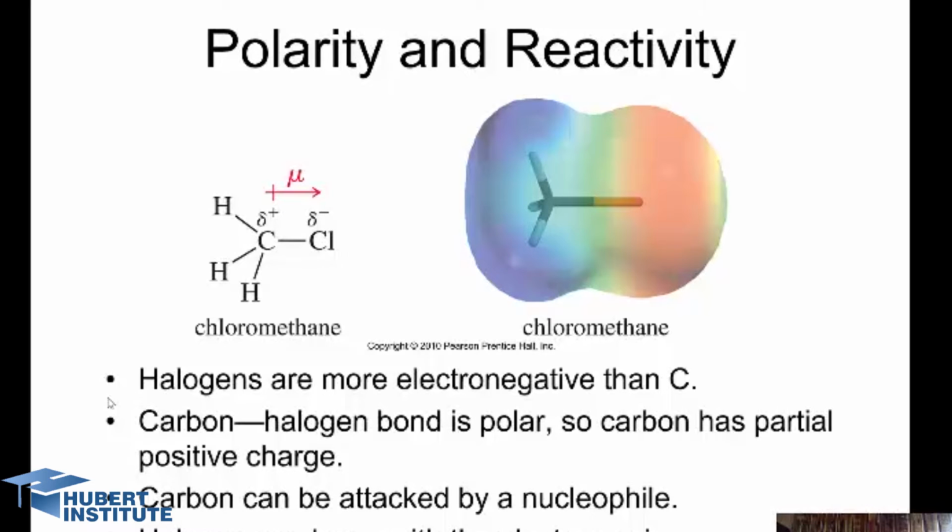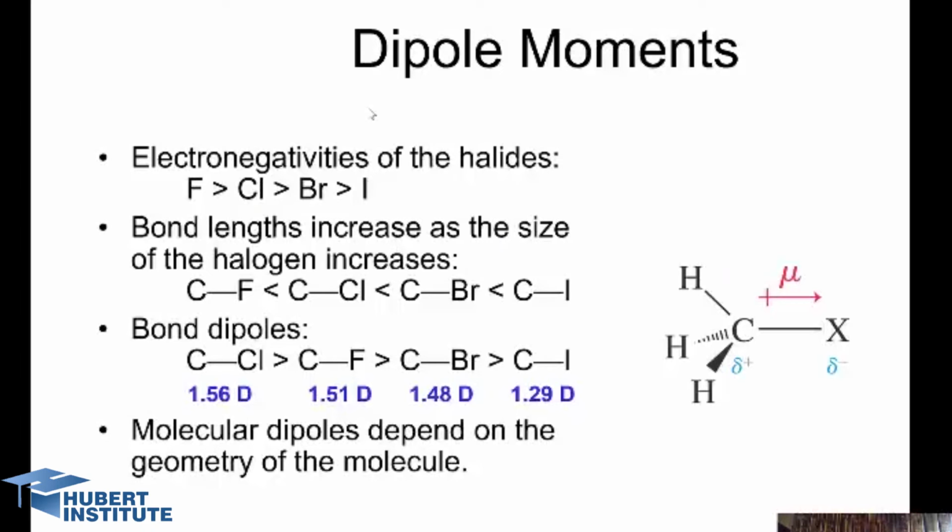As you know, halogens are more electronegative than carbon. So here, chlorine can pull the carbon's electrons, so carbon has a partial positive charge, and the bond between carbon and chlorine will be polar. In that case, carbon can be attacked by a nucleophile, and the halogen can leave with an electron pair. The order of electronegativity of halogens starts with fluorine, then chlorine, bromine, and iodine.